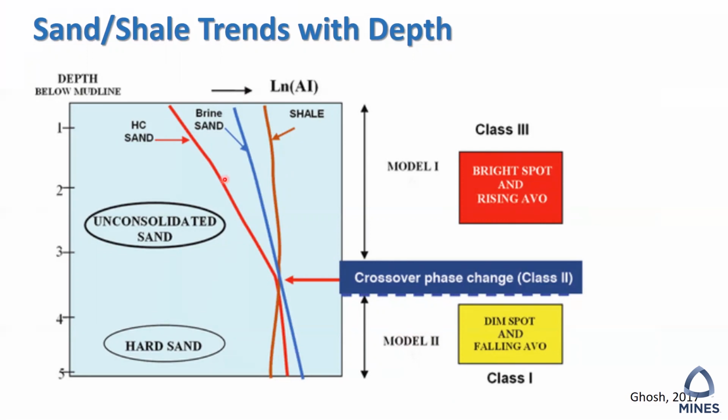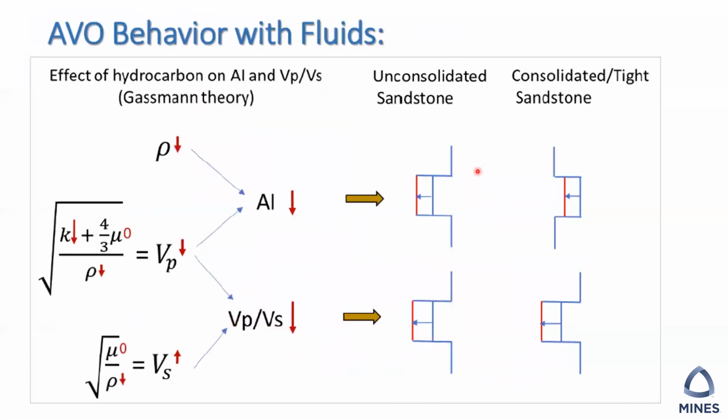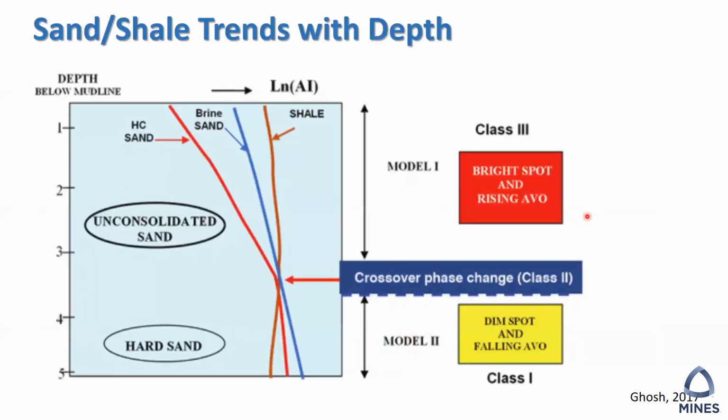So as we saw earlier, we had the unconsolidated case over here and the hard sand case over here. And if we go back to that situation, one would be in this class and the other would be in this class. So you have to be a bit careful about which class you're in. So the industry has basically said that if you're in this hard sand over here, we'll call this class 1. If you're in this situation over here where you're crossing over and your shale and sand velocities are more or less the same, we'll call this class 2. And if you're shallow, if you're in the unconsolidated sand case, we'll call this class 3.